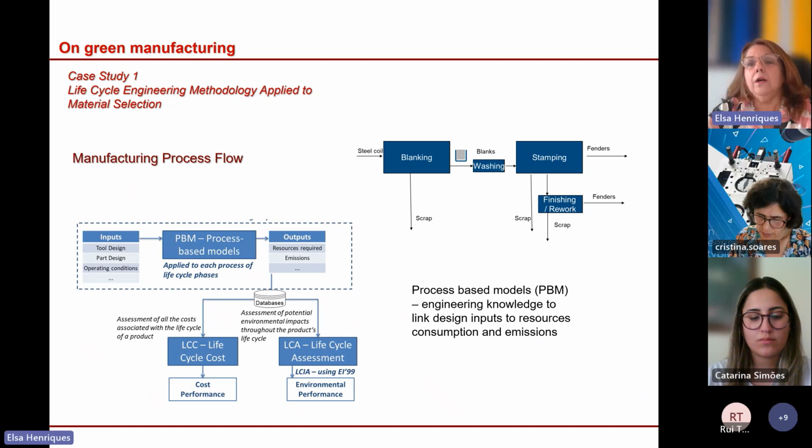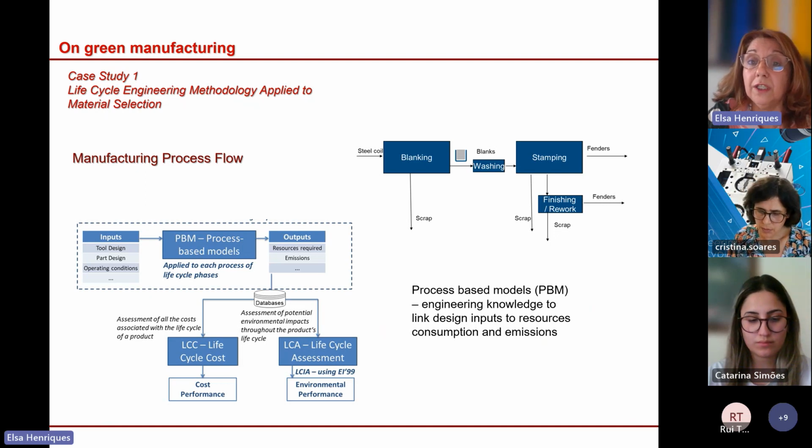Okay, so now we know the new design of the part of the fender. So you can go to the manufacturing process flow. We collect the stamping process flow of that part. It's a simple one in which steel coil is introduced. There is a first step with blanking, in which blanks are generated, then they are stored, then they are washed, then they are stamped with a complex stamping process with 6 stations, I must say.